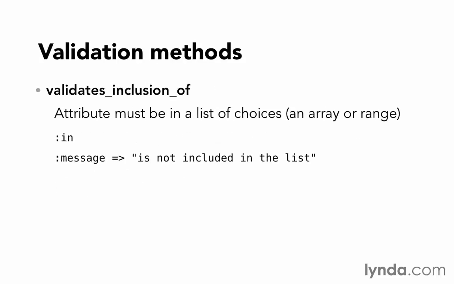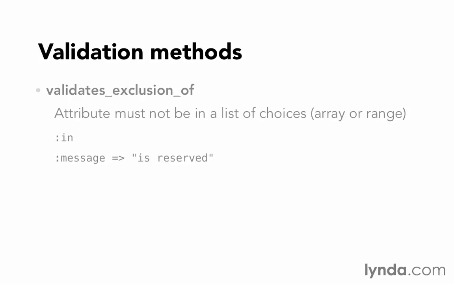The next validation is validates inclusion of. Here we have a list of choices, and we want to make sure that the value of this attribute is in that set of choices. You would use the option in followed by an enumerable object, such as an array or a range. If it doesn't pass the validation, the error message will say that this attribute is not included in the list. We have the opposite of that too, with validates exclusion of.